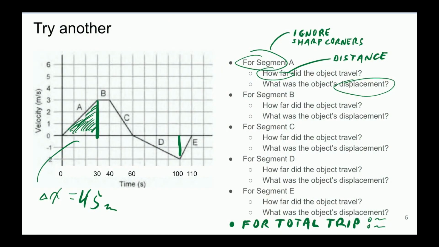It's easy when it's plus. Let's go do a -1. I'm going to go down and do segment D.